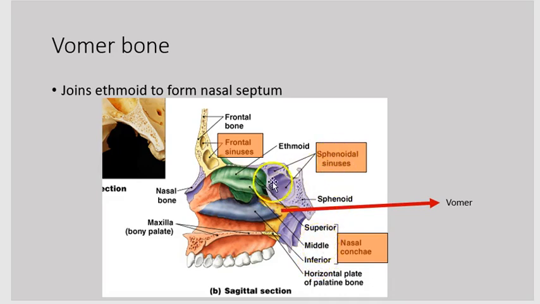You can also see that the sphenoid has a sinus. The ethmoid also has a sinus. So you have a frontal sinus, an ethmoid sinus, a sphenoid sinus, and a maxillary sinus. Lots of sinuses, but they're all named for the bone they're found in. So if I ask you a question like, where can you find the sphenoidal sinus? You will tell me the sphenoid bone. But here you can see the vomer just tucked in there.